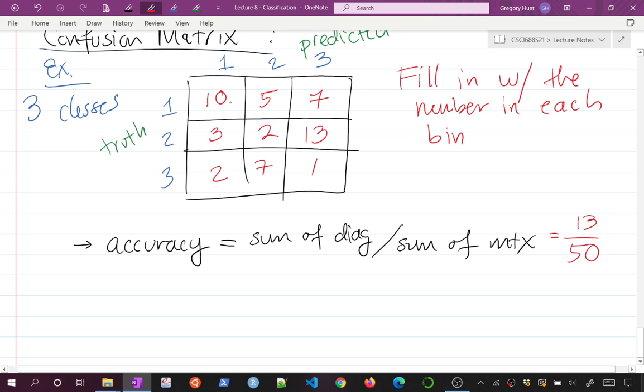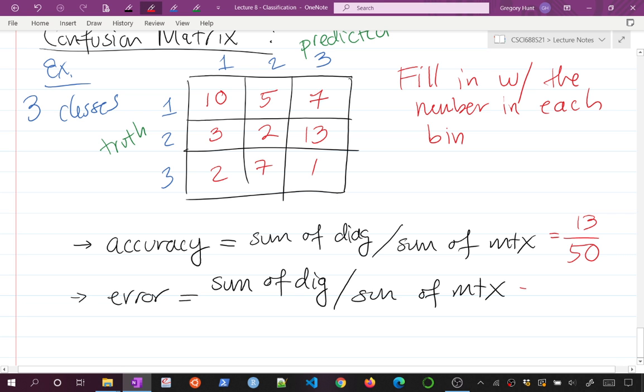Because of all of my 50 examples that I placed in the table somewhere, 10 of them are correctly classified as class 1, 2 of them correctly as class 2, 1 of them correctly as class 3, and anything outside that main diagonal is wrong. It's like, it's truly class 2, but I predicted it as 1, etc. You can read off, say, the error rate, which is basically the sum of the off diagonal over the sum of the matrix. Of course, that's 1 minus accuracy, so that is 37 50ths, whatever that percentage is.